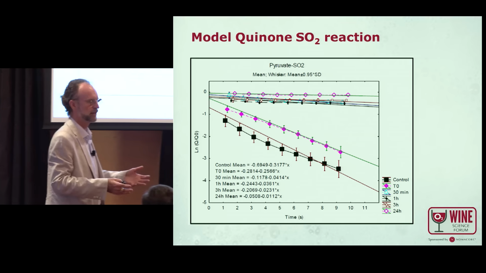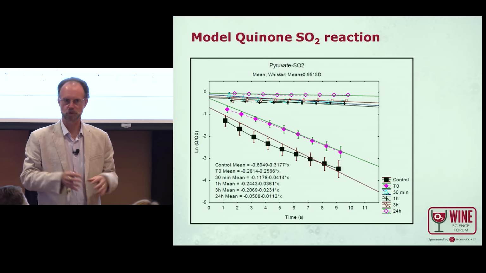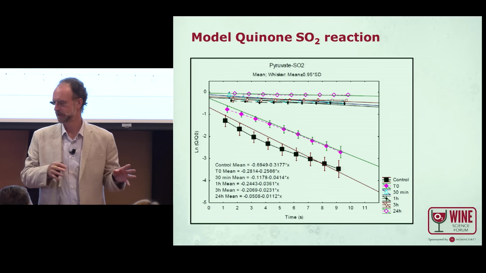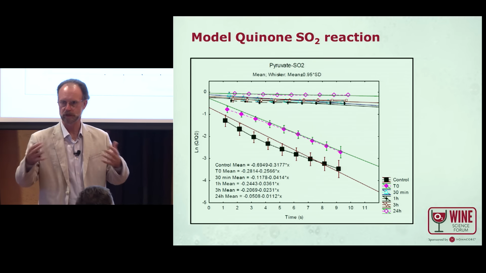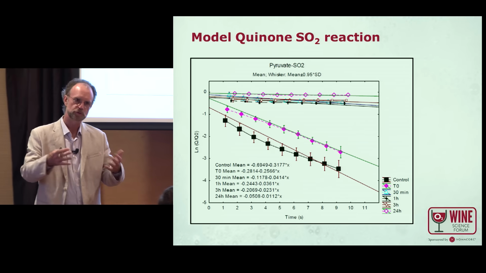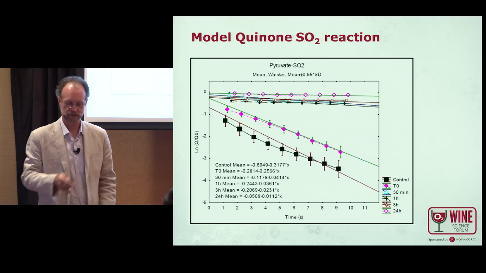Pyruvic acid and acetaldehyde help build color stability. So you don't always want less of this. In some cases, you actually want those molecules there. That's why people are doing microoxygenation to produce these molecules, which then lead to color stabilization reactions.